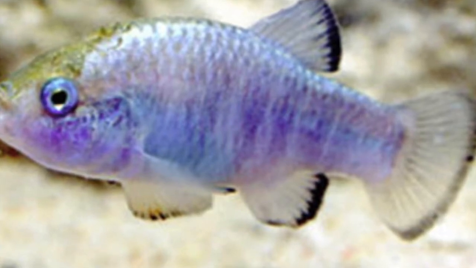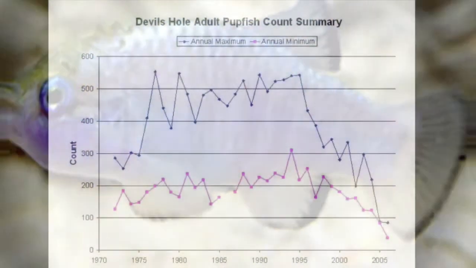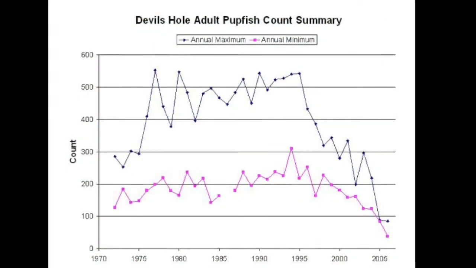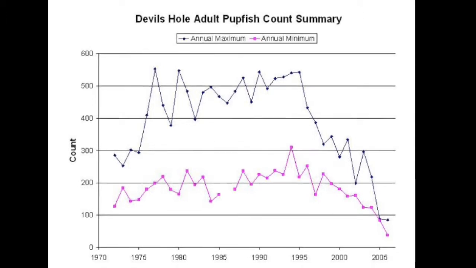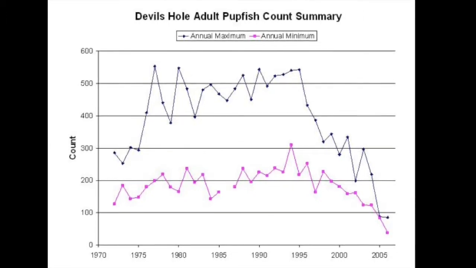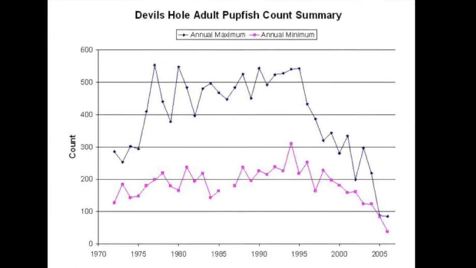This pupfish is the most restricted vertebrate species in the world. In 1952, the Devil's Hole program was an addition to Death Valley National Monument by presidential proclamation. Later, the NPS installed a hydrograph in the hole to monitor water levels.